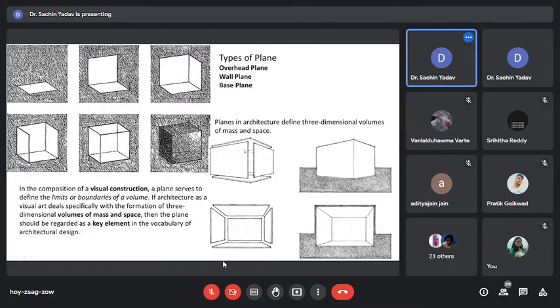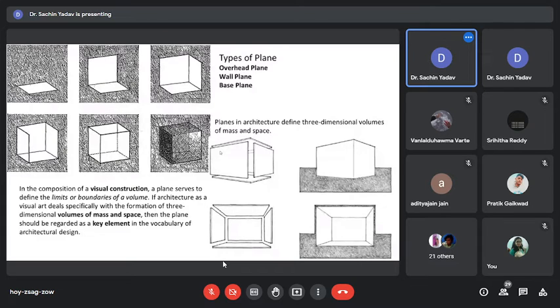can be either the roof plane, that can shelter the interior spaces of a building, or the ceiling plane that forms the upper enclosing surface of a room. So the overhead plane is like the roof. So you have the false ceiling also on the roof.